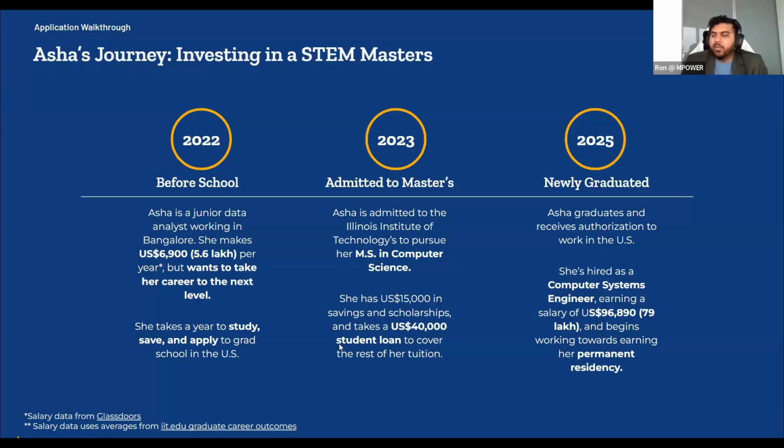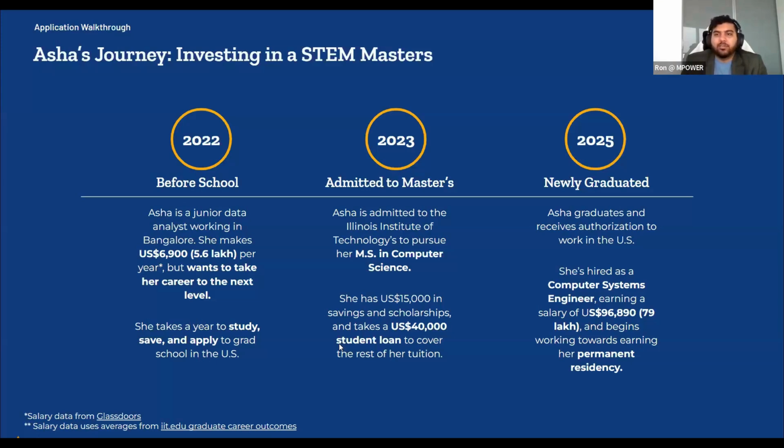So let's try to work out what would happen in both these scenarios. First thing is she's working currently in Bangalore. She looks around, she gets an admission to a master's program. In this current example, she got admission to the Illinois Institute of Technology, a master's in computer science.